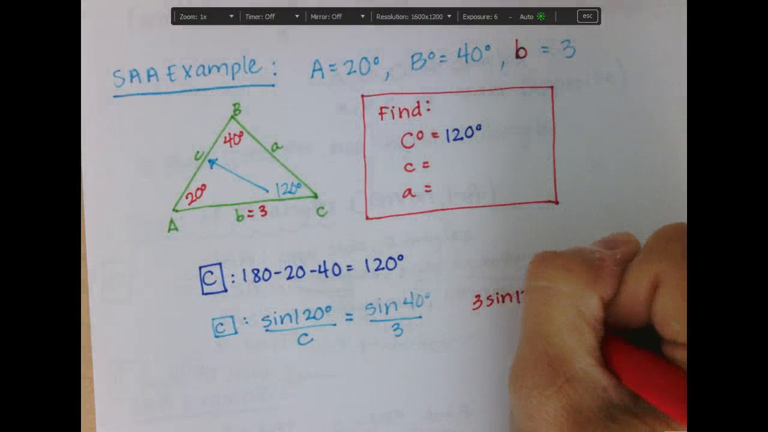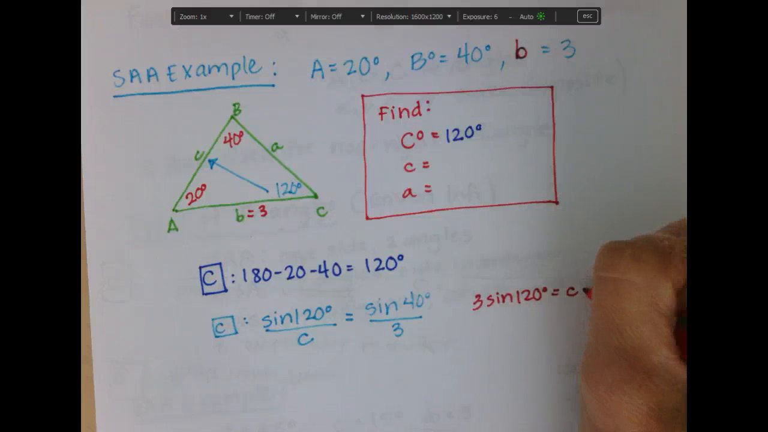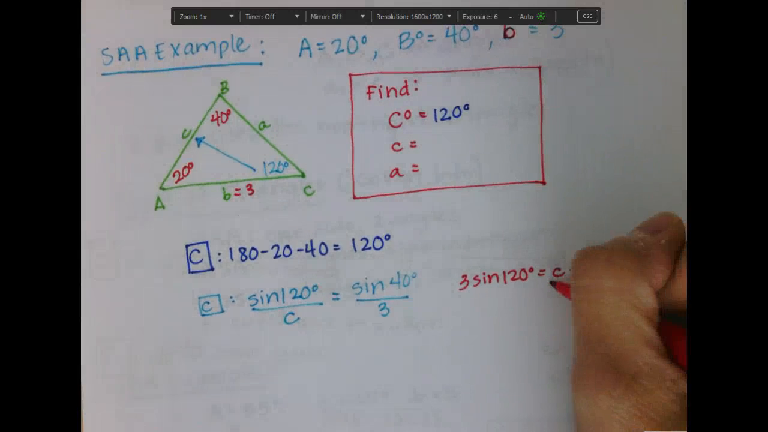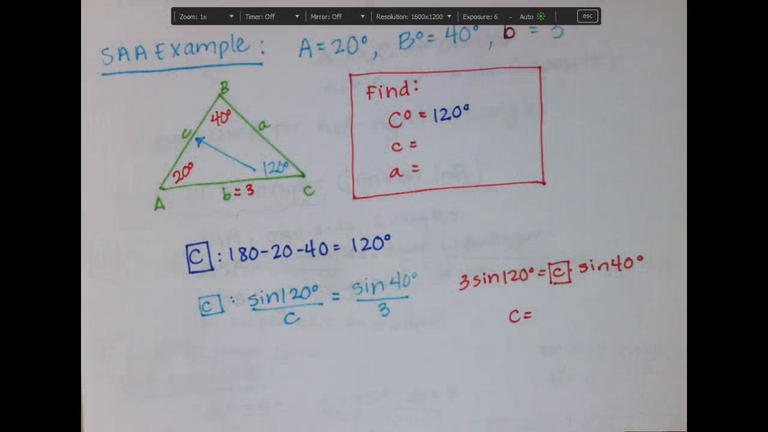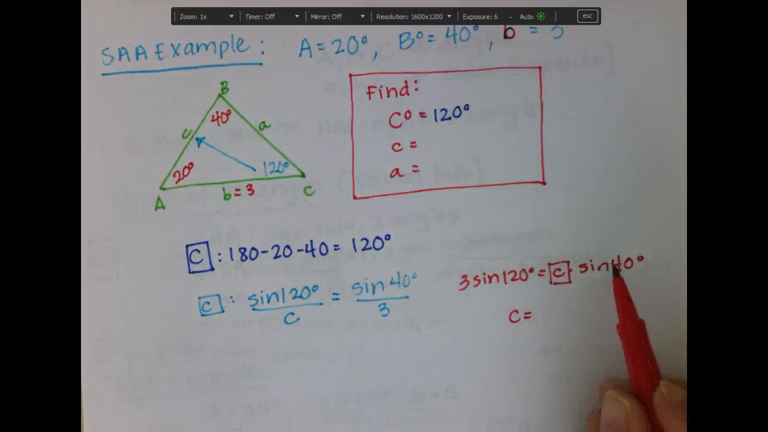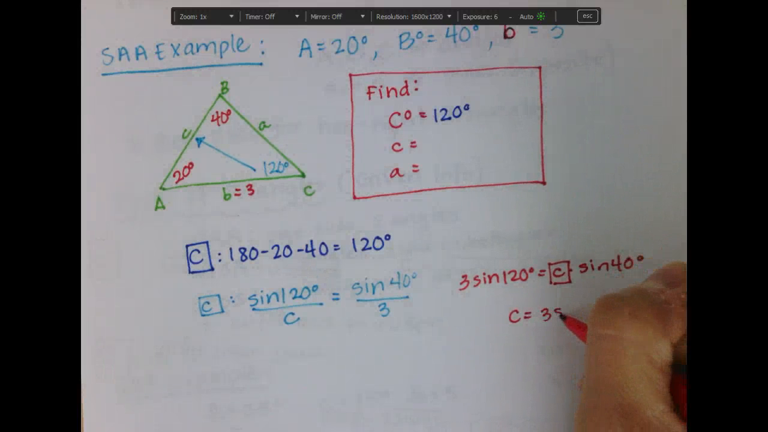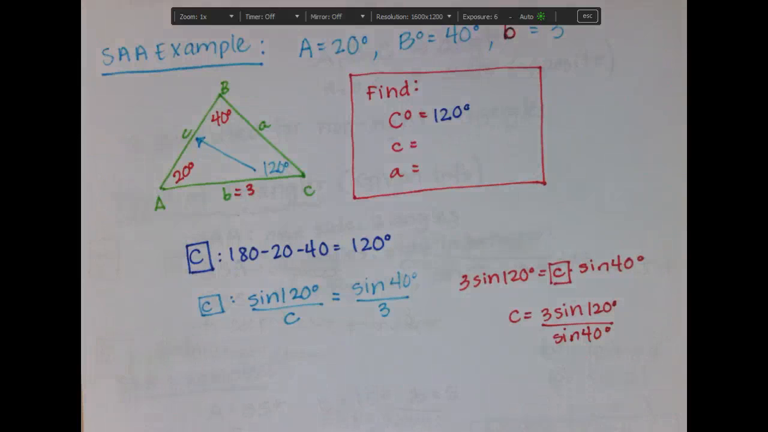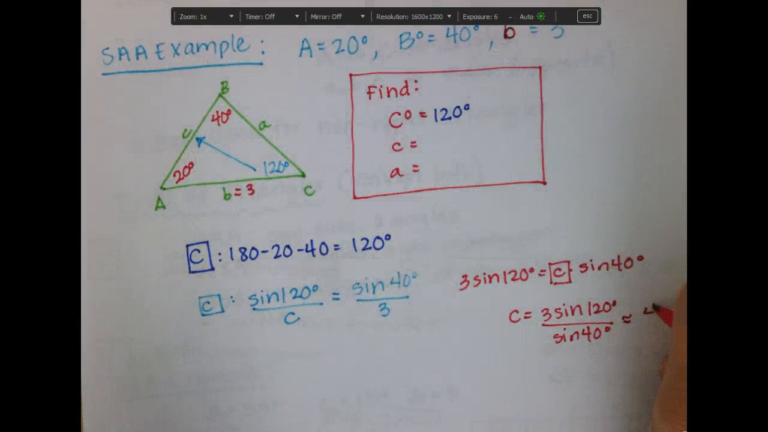3 times the sine of 120 equals C times the sine of 40. Just be careful which way you divide here. We're trying to isolate the variable C, get it all by itself, so we need to divide by the sine of 40. So I'll have 3 times the sine of 120 on the top over the sine of 40, and I can use my calculator to divide it out and get an approximate value for C, 4.04.